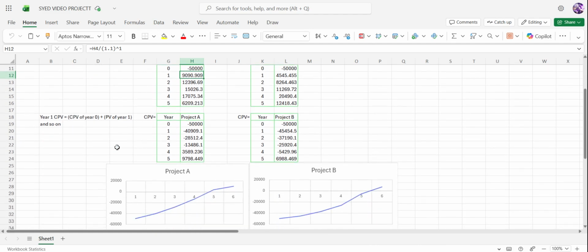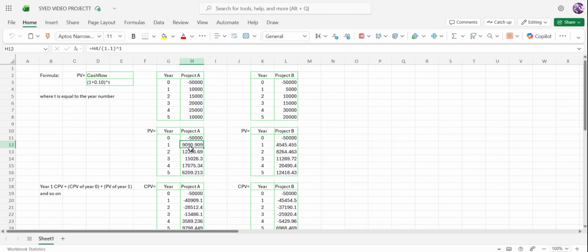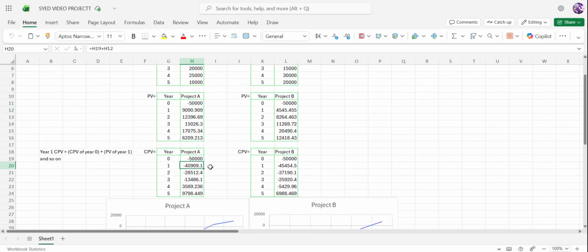So this is how we calculate CPV right here. CPV of year 0 plus present value of year 1, and so on. Year 0 is negative 50,000. So H19 plus H12, which is just negative 50,000 plus the present value of year 1. And so we got that outcome.